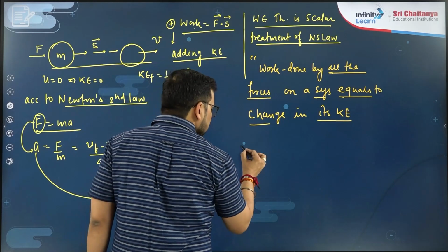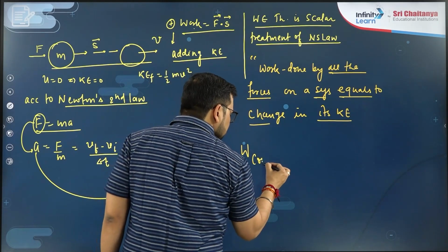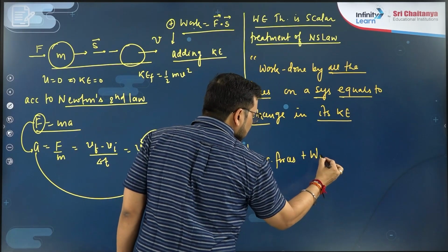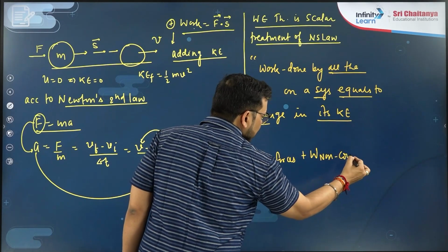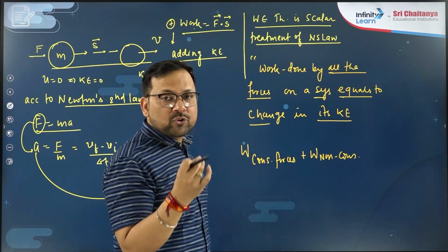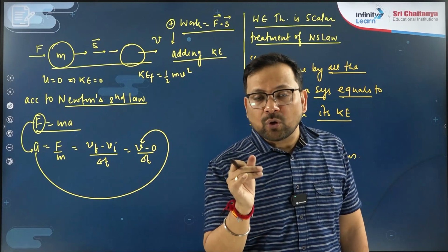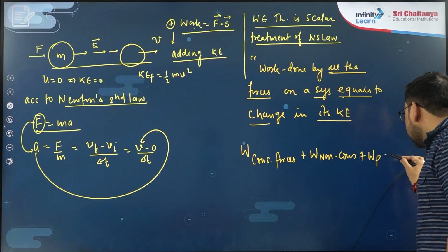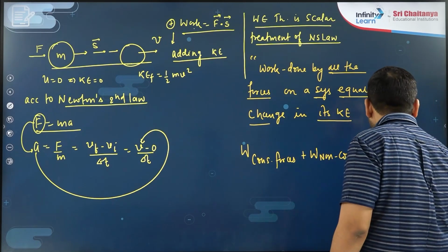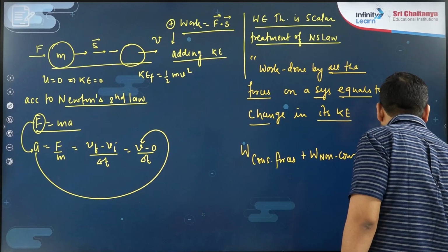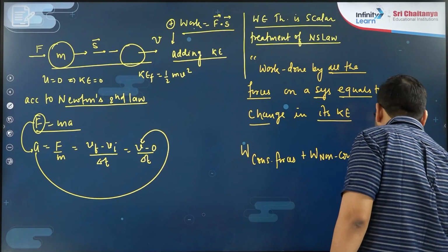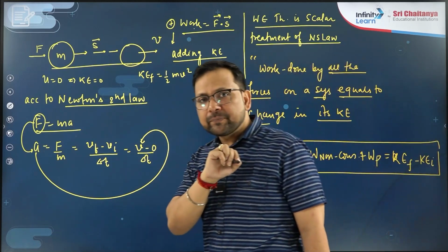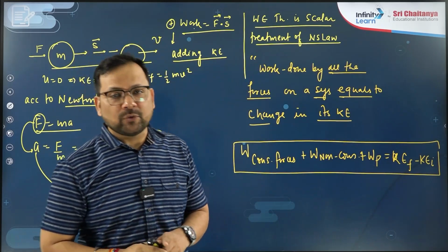So we will take it that work done by all the forces means, as many forces are acting, work done by conservative forces plus work done by non-conservative forces. If the motion is being observed by an observer who is in a non-inertial frame, the pseudo forces will also be there, plus work done by pseudo forces. This all will be equal to change in kinetic energy, final minus initial. Change in kinetic energy, that is final minus initial, right? This is the basics of the work energy theorem.